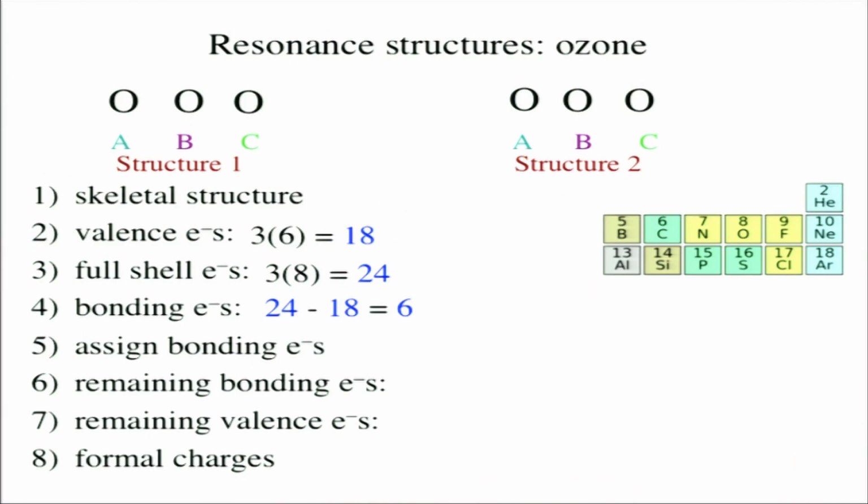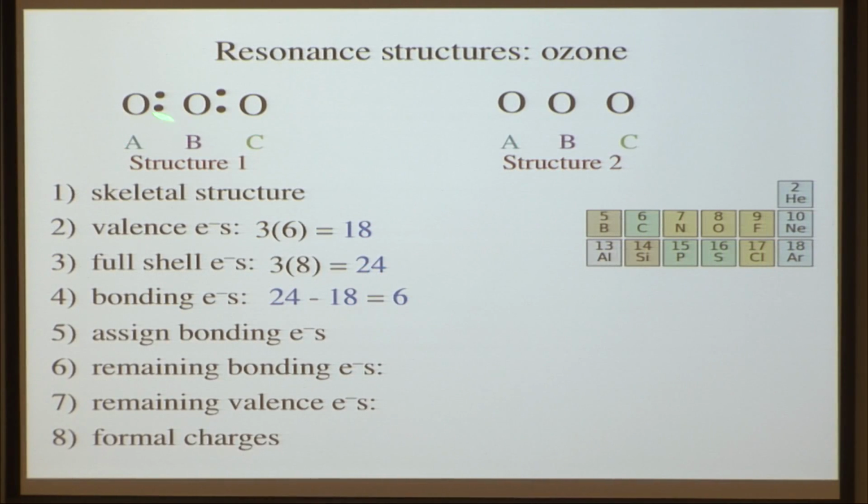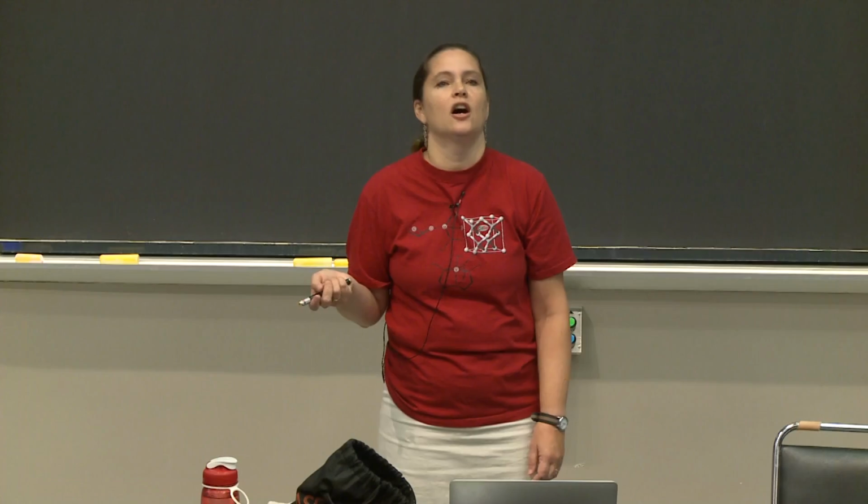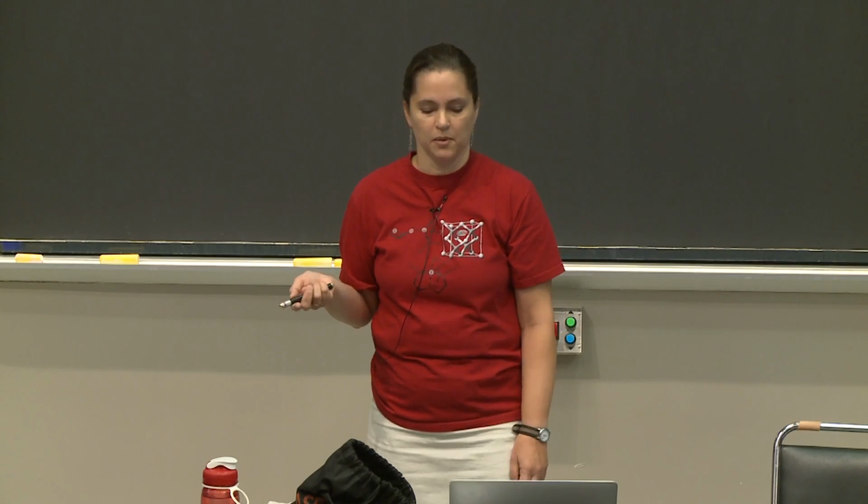So let's take a look at that. We can put 1 bond here between these 2 oxygens, 1 bond here between these 2 oxygens, and then ask, do we have any more? And we do, because we had 6 bonding electrons. We used 4, so we have 2 more bonding electrons. So we need to make a double bond.